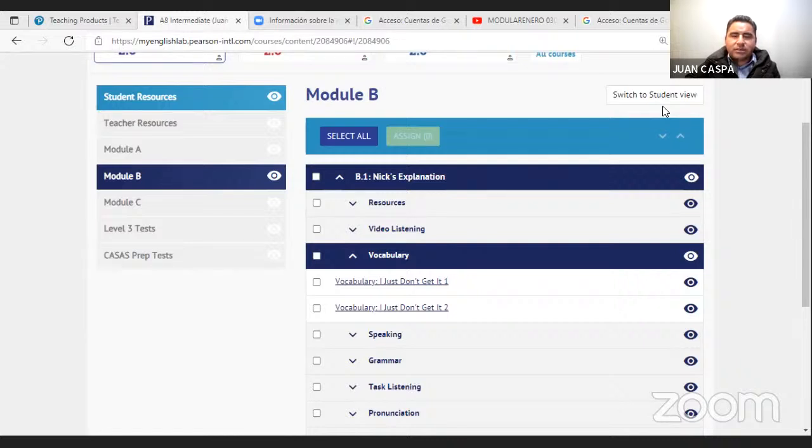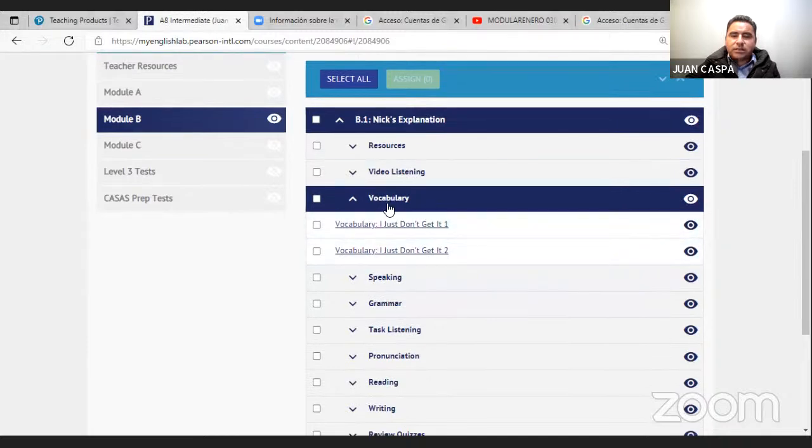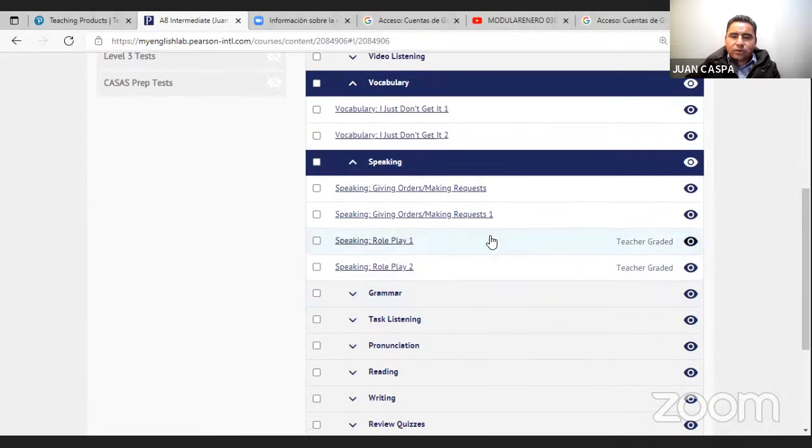About vocabulary, this is, I just don't get it. So get through, get ahead, get going, and something like that. We're gonna work with those exercises over here, and also this is about vocabulary. Okay, and of course we're gonna practice a lot on speaking, giving orders and making requests.